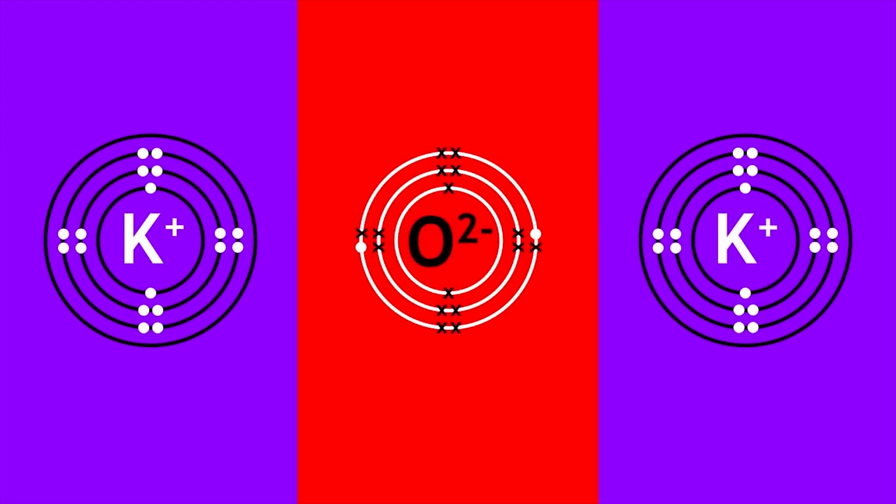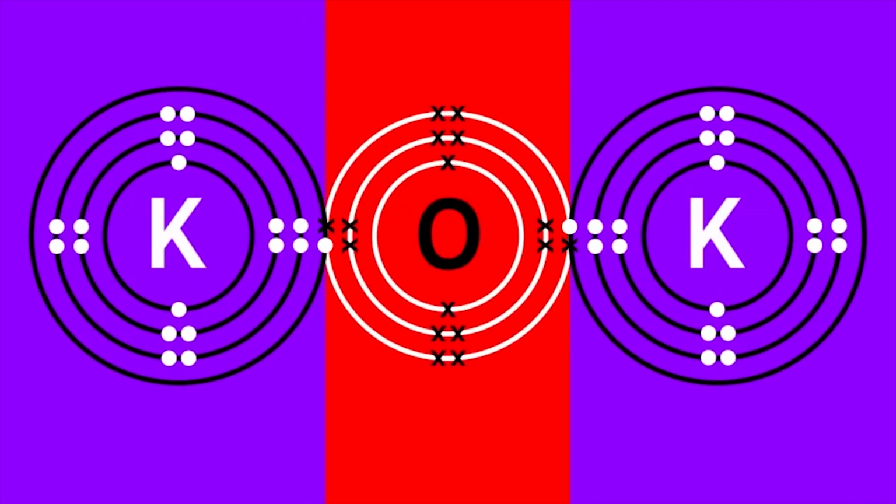So, 2 potassium ions are formed, and these 2 will be electrostatically attracted to the oxide ion. Note that the charges are fully balanced, so potassium oxide has an overall neutral charge.